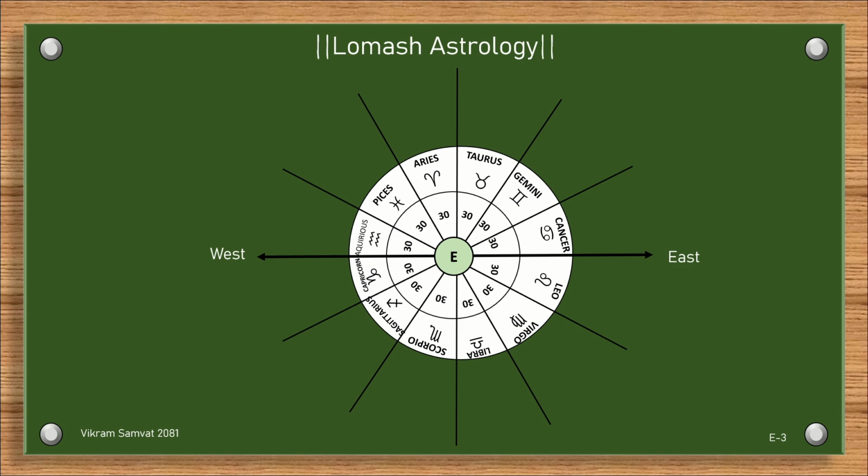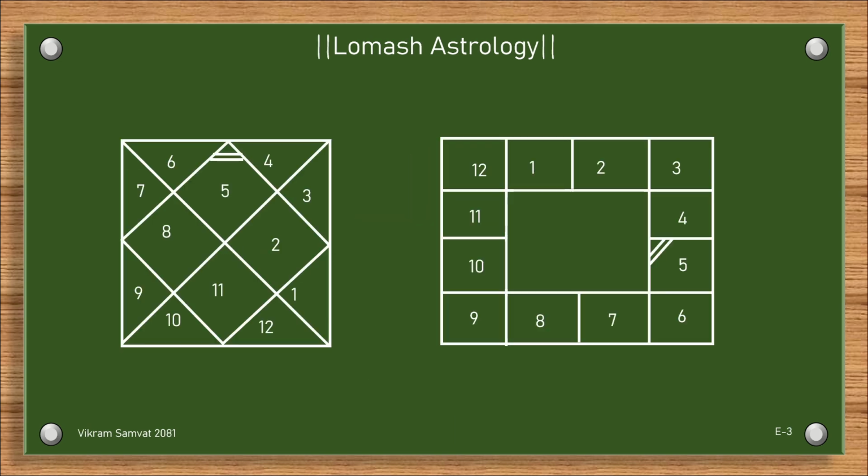Okay, Leo has already risen up to 10°. So his ascendant or his lagna will be Leo with 10°. Okay, so let's see with an example.